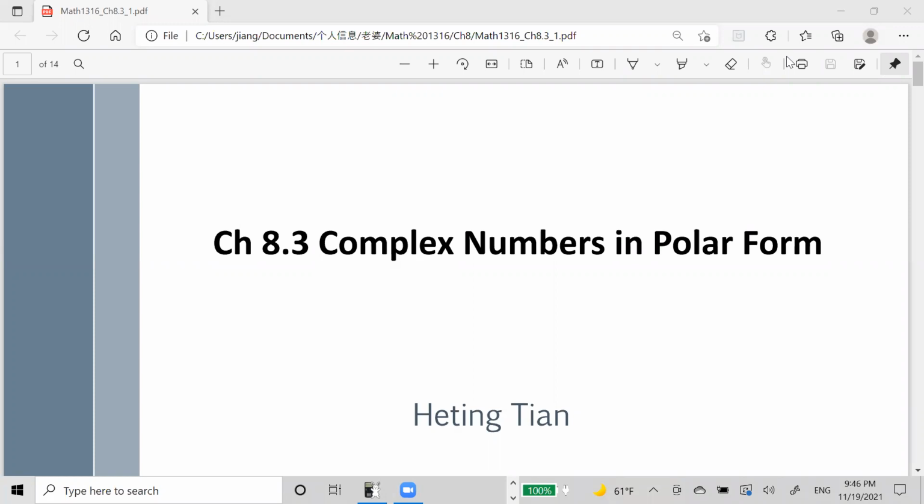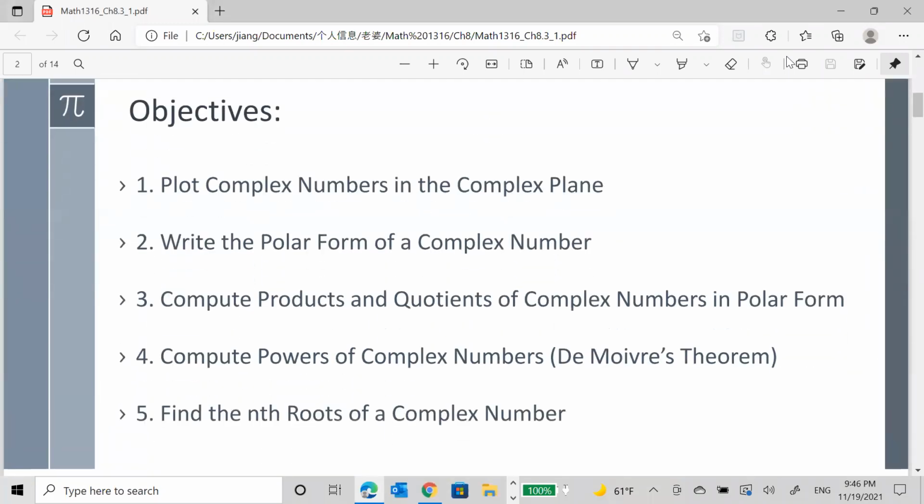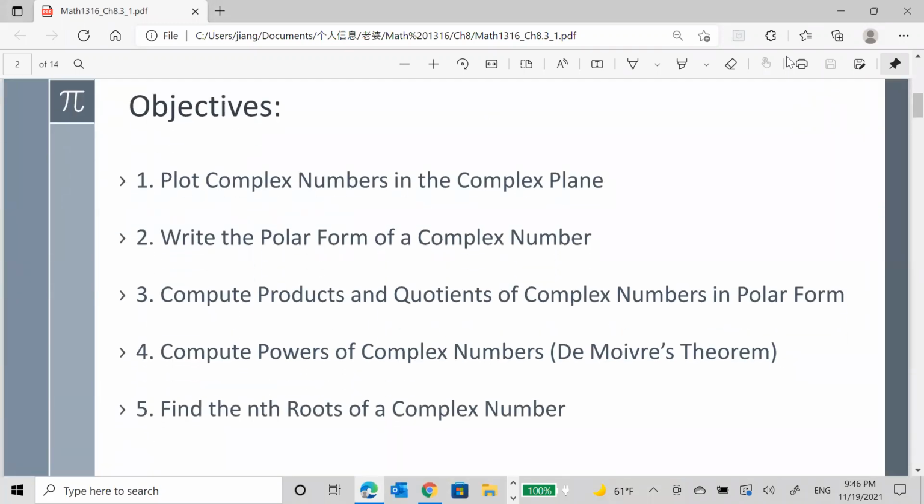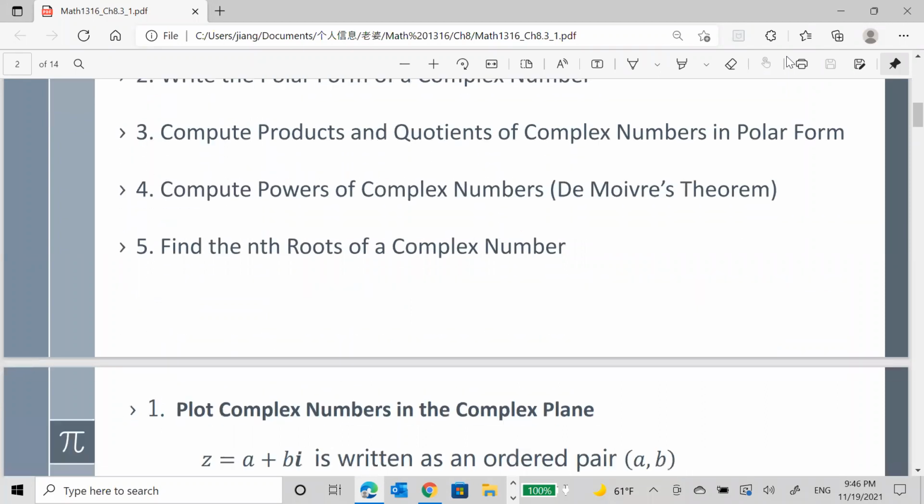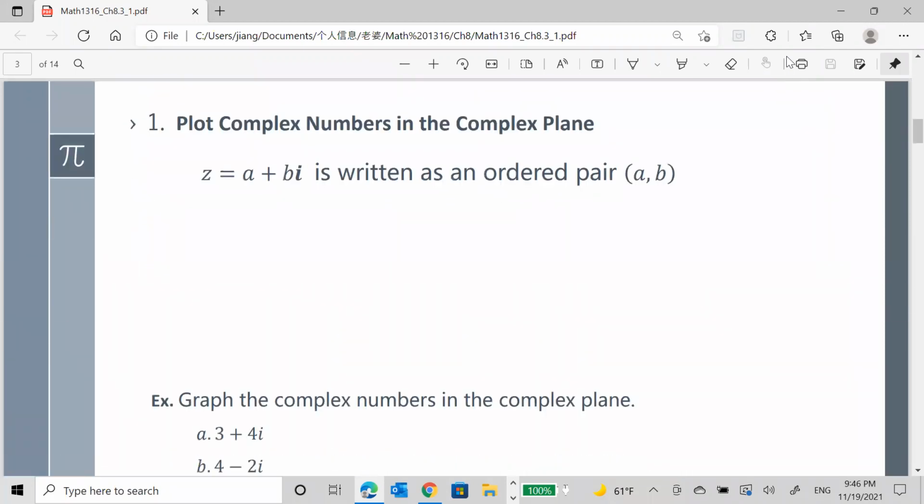This video, let's learn chapter 8.3, complex numbers in polar form. We will learn 5 objectives. So this video will be a long video. The first one, plot complex numbers in the complex plane.